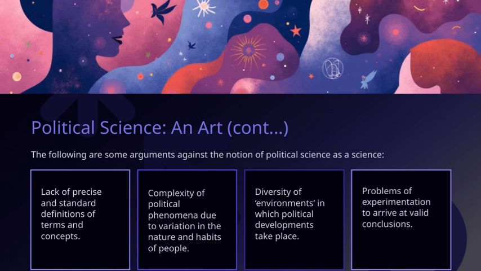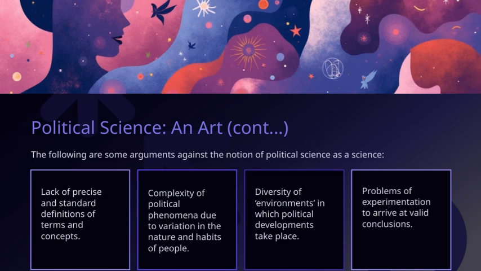Another challenge is the inherent complexity of political phenomena. This complexity arises from the variation in people's nature and habits, which means that human behavior can be unpredictable and varied, adding layers of difficulty to any experimental approach. Additionally, we often encounter a lack of precise and standardized definitions of terms and concepts. Without clear definitions, it becomes challenging to measure or compare political variables accurately, which hampers the scientific rigor of our studies. All these factors contribute to the broader debate about whether political science can truly be considered a rigorous science.